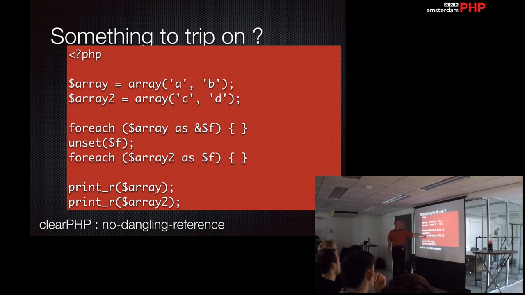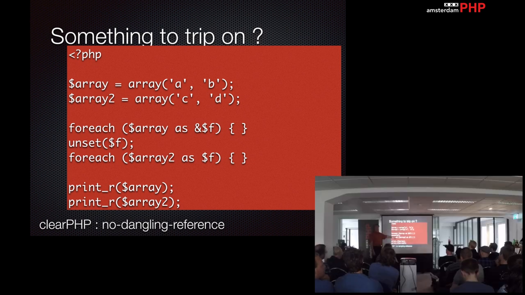Now, unsetting F will not destroy the actual value because it's a reference. It will just destroy the reference, the link between the variable and the actual storage of data in memory. That's all. Avoid using references altogether because they tend to lead to a lot of confusion anyway. Here it's actually the most efficient way to modify the array.